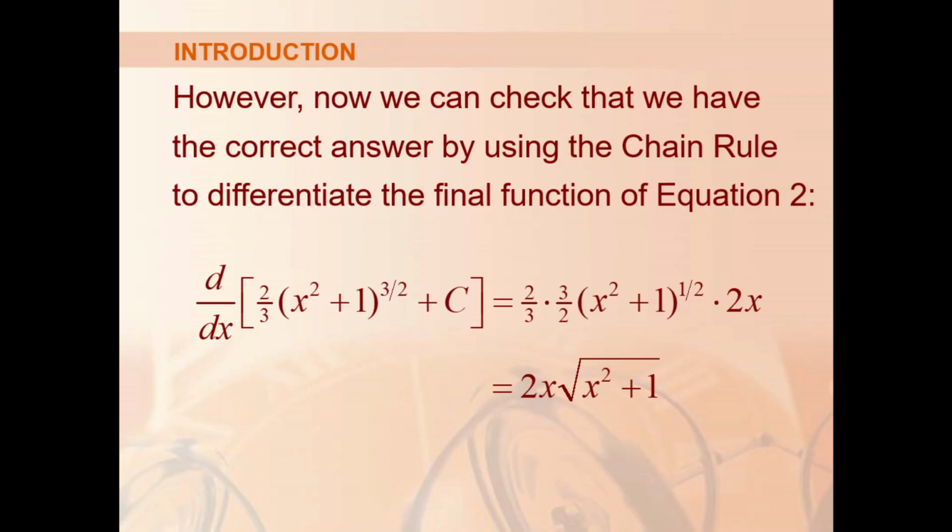However, now we can check that we have the correct answer by using the chain rule to differentiate the final function of the second equation. In this case, we have 2 over 3, x squared plus 1, to the power of 3 over 2, plus C. It equals 2 over 3 multiplied by 3 over 2, because with the chain rule we bring the 3 over 2 to the front and multiply it. As you know, 2 and 3 and 3 and 2, 6 over 6. Then we multiply by x squared plus 1 to the power of 1 over 2. We don't have to do anything here. This is the chain rule, so we just multiply by the 2x, which is inside. And don't forget the exponent is now 1 over 2. The result is just 2x times the square root of x squared plus 1.